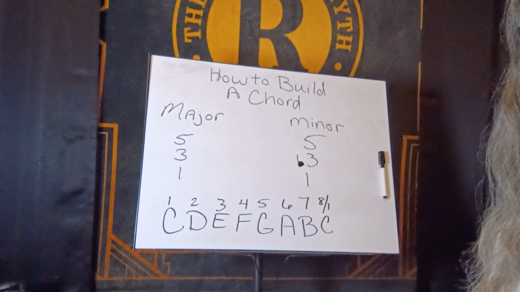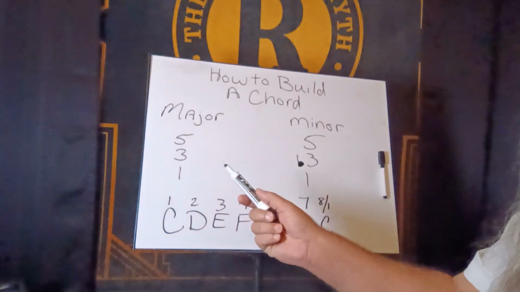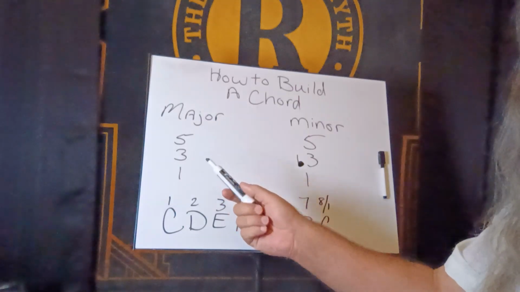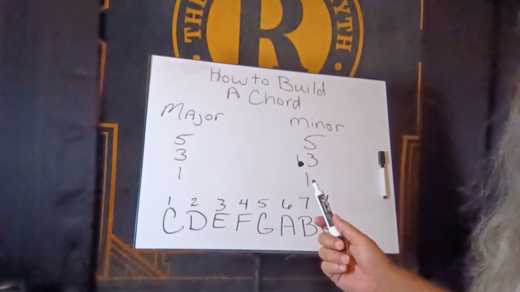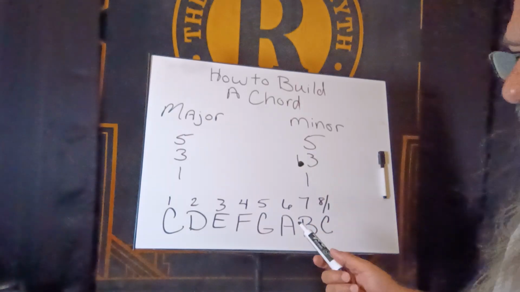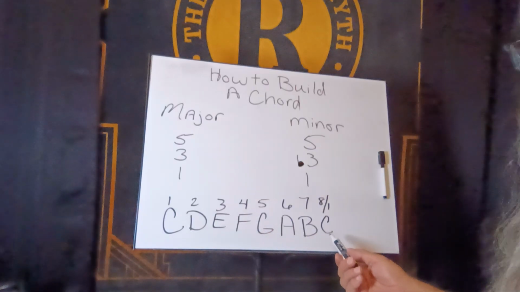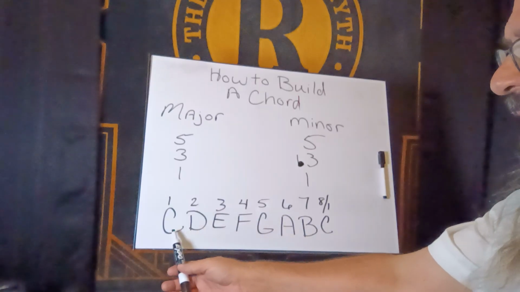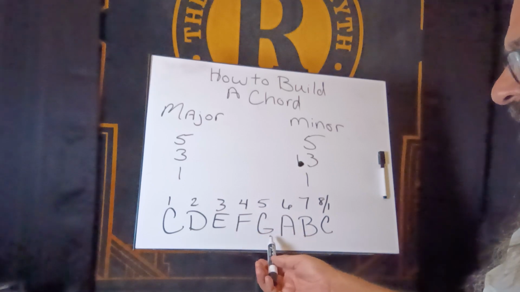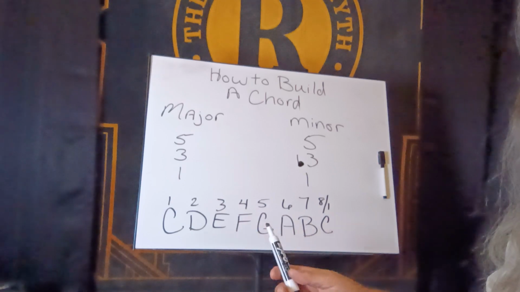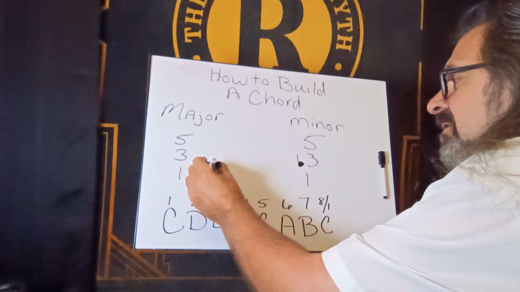Today we're going to talk about how to build a chord. Now, major chords are built with 1-3-5, and minor chords are built with 1 flat 3-5. So, what that means is, we take the C major scale, and we will make a C chord. We simply take the first note, the third note, and the fifth note, and that will create a C chord. So we'll simply write that out here.